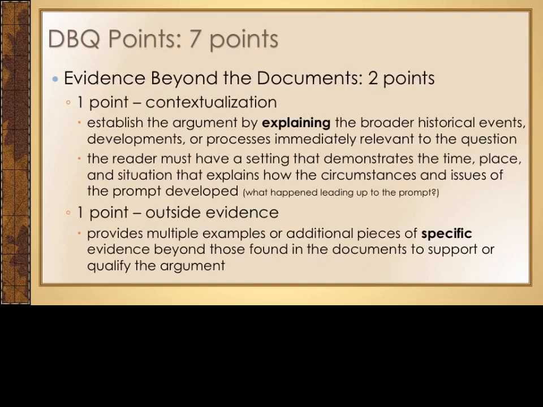All right. The next set of points, this is the 5th and the 6th point, is evidence beyond the documents. The first one in this category is contextualization. You have to establish the argument or your thesis by explaining the broader historical events, developments, or processes immediately relevant to the question. Okay, the reader must have some kind of a setting that demonstrates the time, the place, the situation, that explains how the circumstances and the issues of the prompt developed.